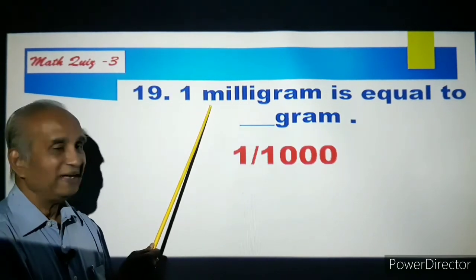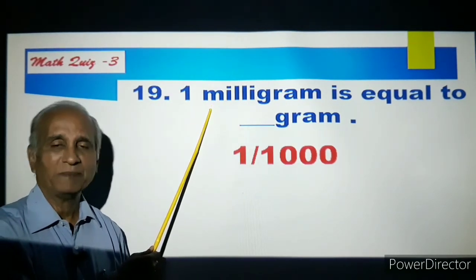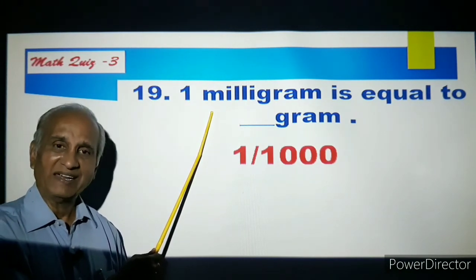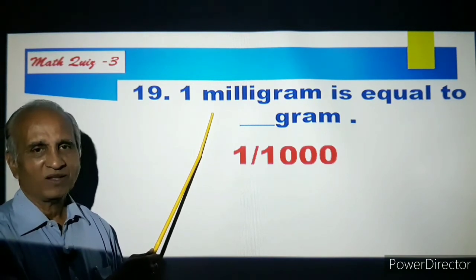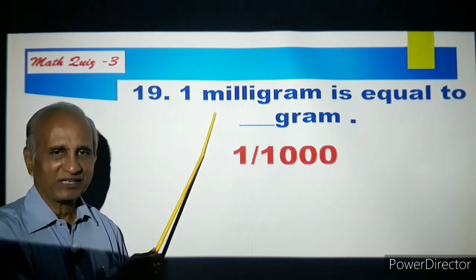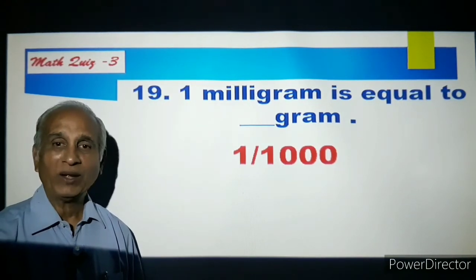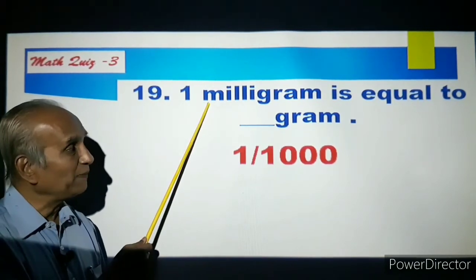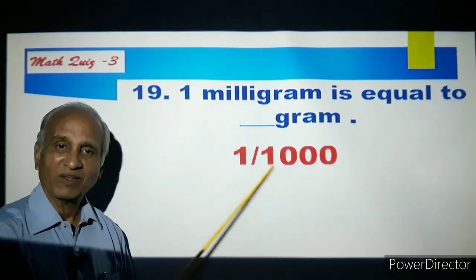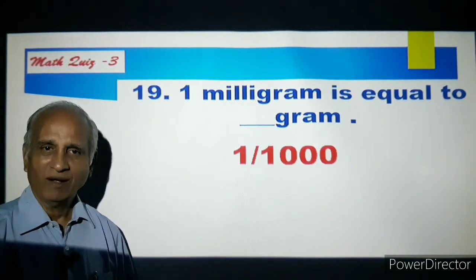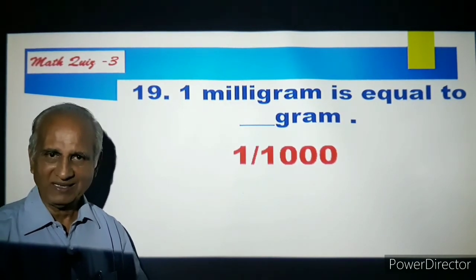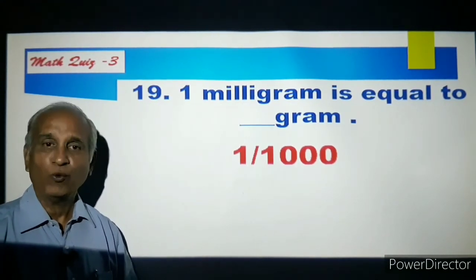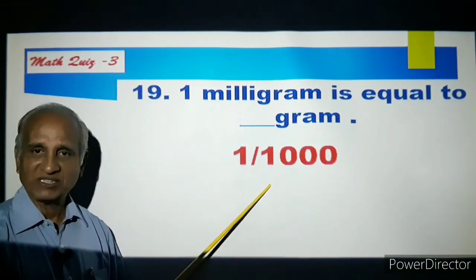10 milligrams are equal to 1 centigram. 10 centigrams are equal to 1 decigram. 10 decigrams are equal to 1 gram. Thereby 10 into 10 into 10, 1 gram is equal to 1000 milligrams. Now you have to tell how much is a milligram in respect of a gram. It is 1 by 1000. Divide the gram into 1000 parts. That weight be divided into 1000 parts. One part is 1 by 1000.